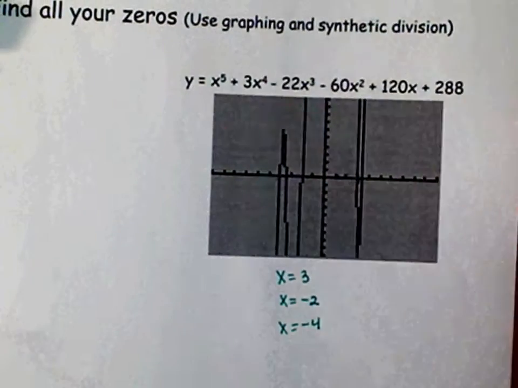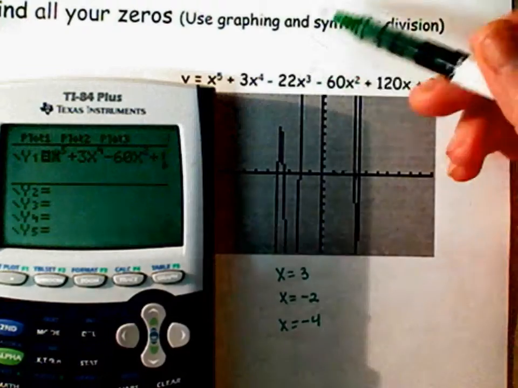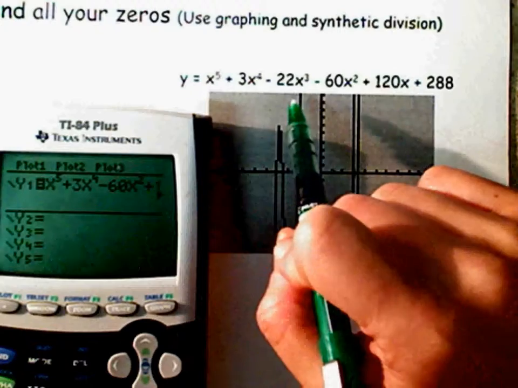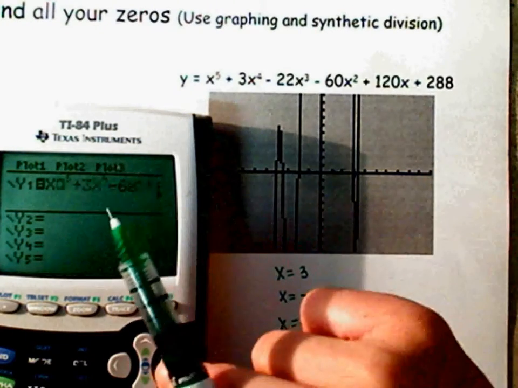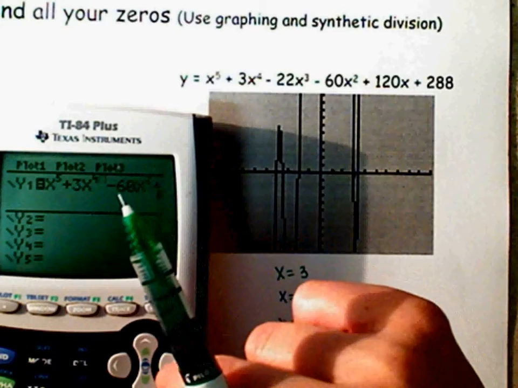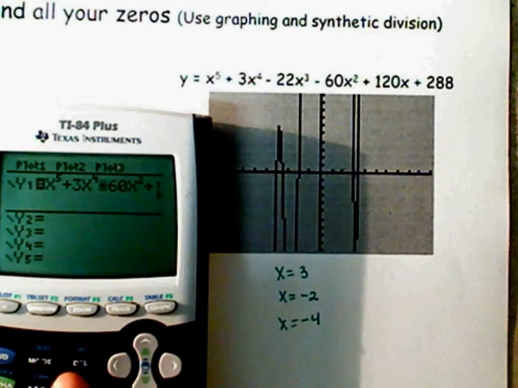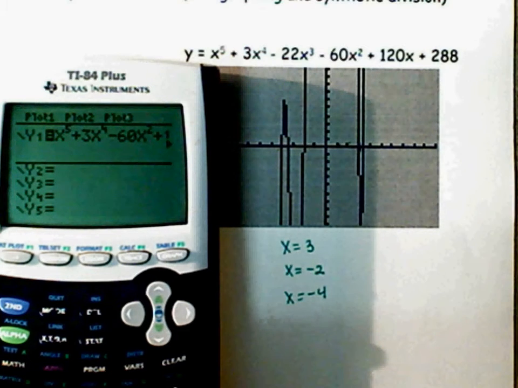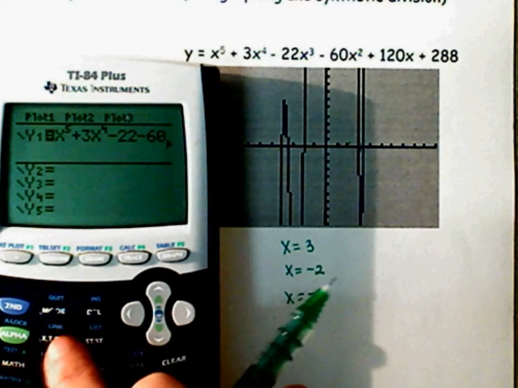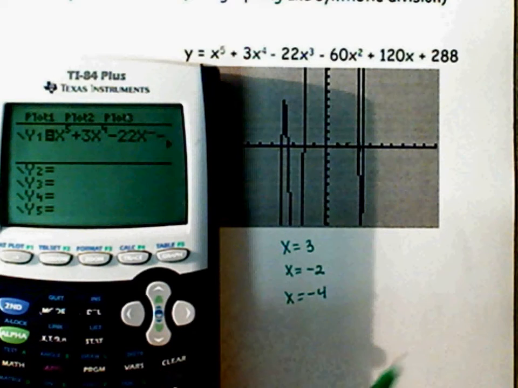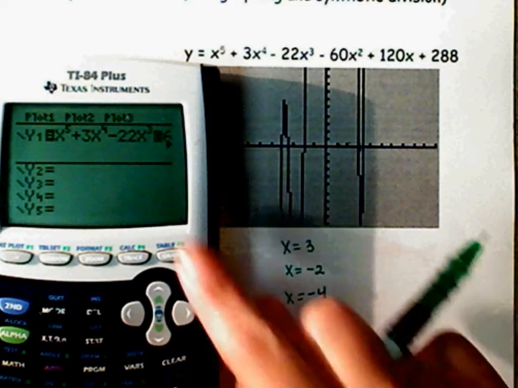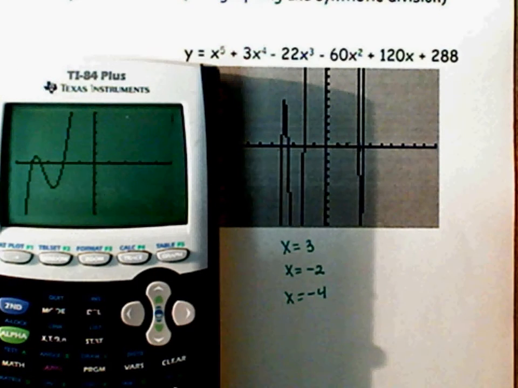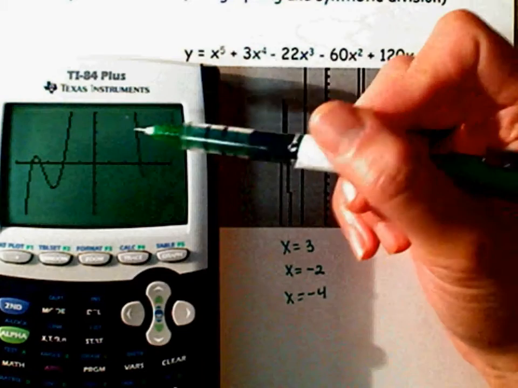Let me see if I entered my equation right. X to the 5th plus 3x to the 4th. Oh, you know what? I missed one of them. That might be a problem. So all you have to do is when you get to right here, you see where it says insert? Instead of typing it over, I'm going to hit second insert, and I'm going to put minus 22x raised to the 3rd. Right arrow. Minus 60. Now hit graph. I have a better look. And that's why I messed up.